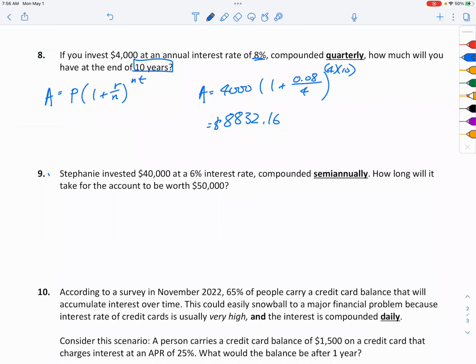All right. So it's a simple one, number 8. You make sure you understand what it means by quarterly. That means 4 times a year. So you divide the rate by 4, and then over 10 years, you collect interest a total of 40 times. That's why your exponent ends up being 40.